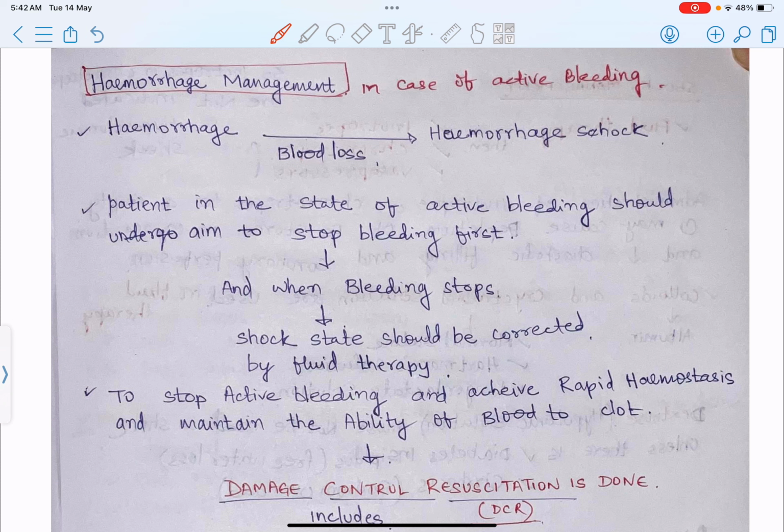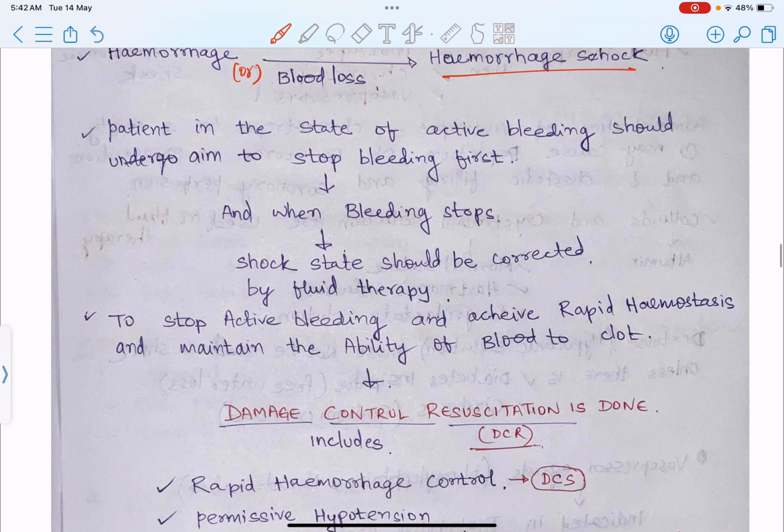Now coming to the hemorrhage management in the cases of active bleeding. Hemorrhage or blood loss will lead to hemorrhagic shock. So a patient in the state of active bleeding should be aimed to stop bleeding first, and when the bleeding stops, the shock state should be corrected by fluid therapy. So once again, when the patient is in active bleeding, first management should be to control the bleeding, and then the shock state should be managed.